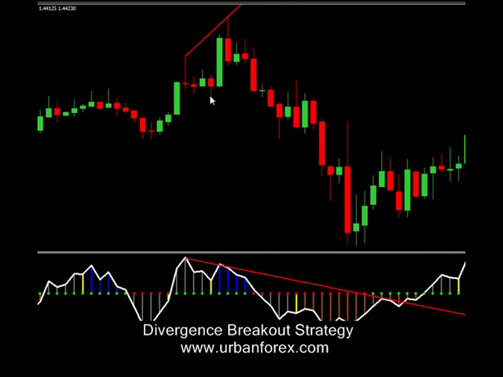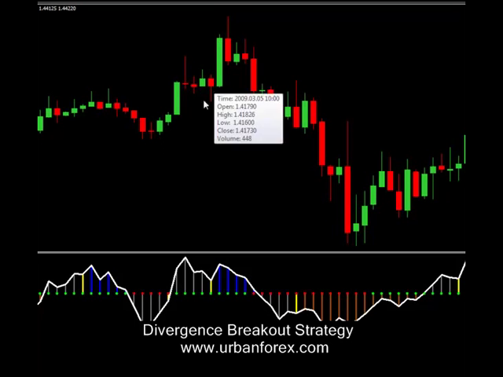Here's how to filter it a little bit better and make it work. In an uptrend on the price, always connect your bottoms. In a downtrend in the price, always connect your tops. On the CCI, just connect your tops at all times. Now let me show you how this strategy works.